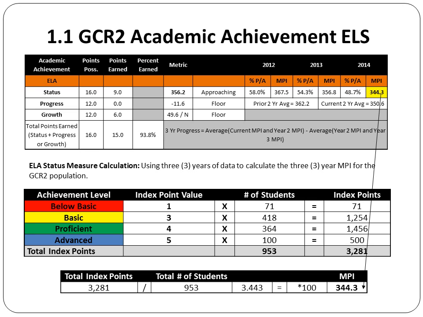So out of 953 students, we recruited 3,281 index points. When I divide the total index points by the number of students, we get 3.443. Multiply that by 100, and we get a Math Performance Index of 344.3. That's going to be important here when we start talking about numbers and where we're moving.